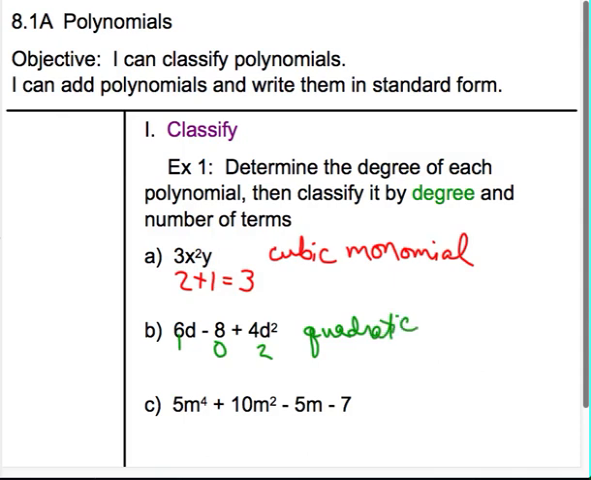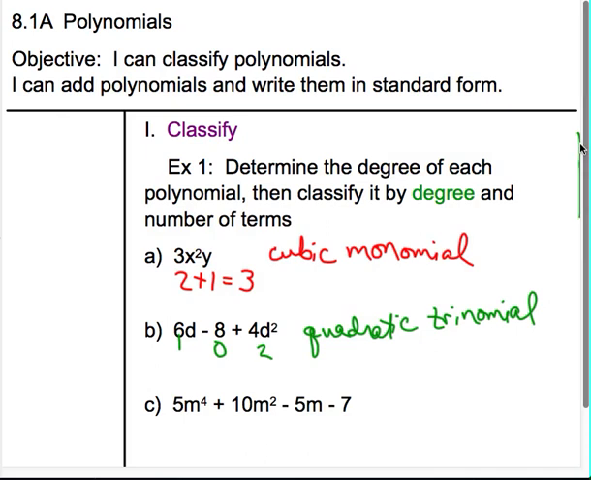And then looking at number of terms, we have 3 terms. The term for 3 is tri, so it's a trinomial. So again, classifying it by degree and number of terms simultaneously, it would be a quadratic trinomial.